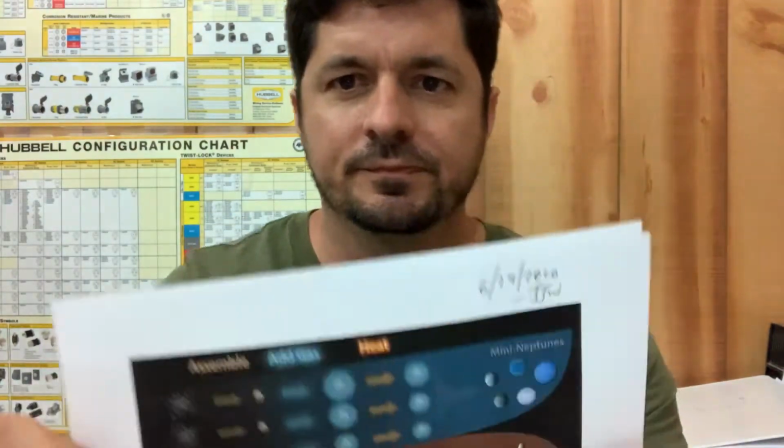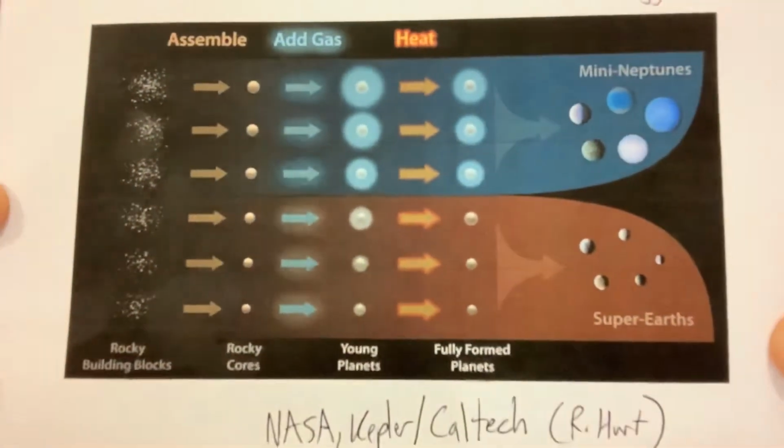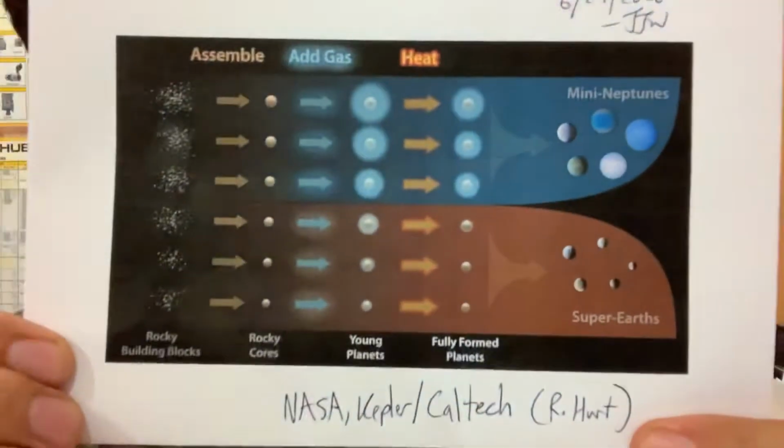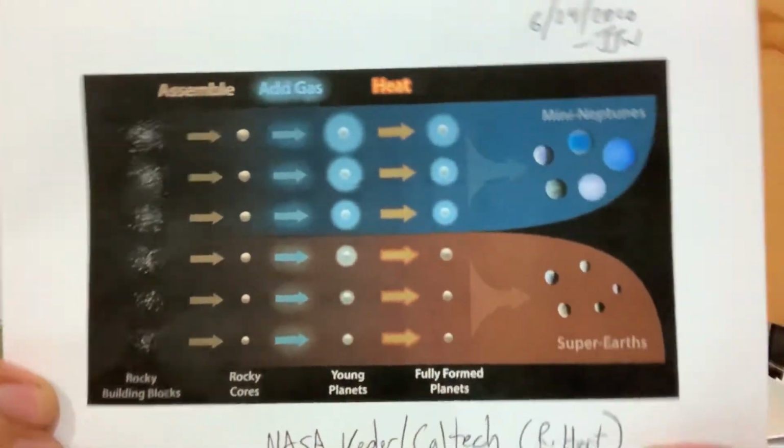Hi, Celeste. This diagram right here, I'll review this real quick. Basically, it says exoplanet formation. Assembly line of planets. The diagram illustrates how planets are assembled and sorted into two distinct size classes. Image credit, NASA Kepler Caltech by R. Hurt. Now, I can share this freely because, well, guess what? I give NASA money through my taxpayer dollars. Anyways, assembly line of planets.